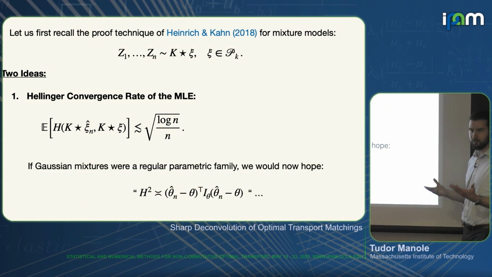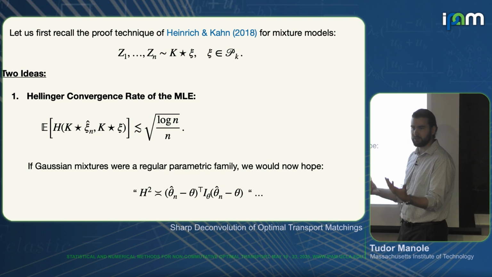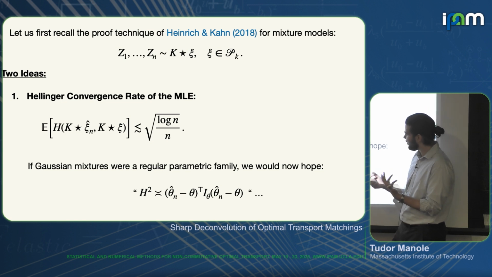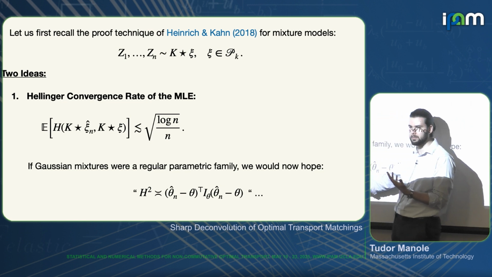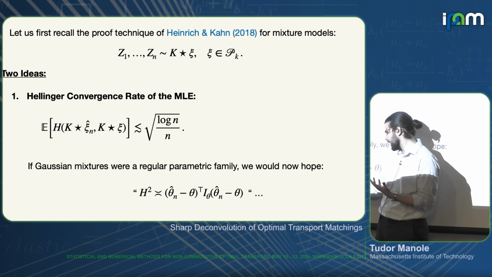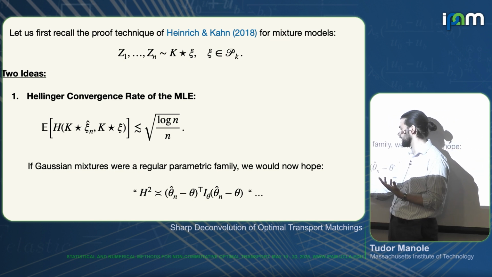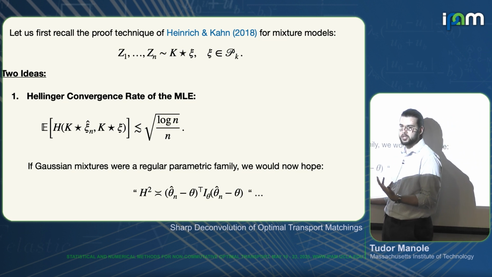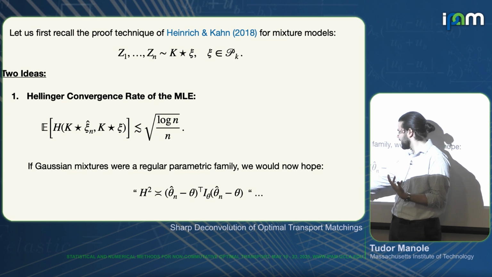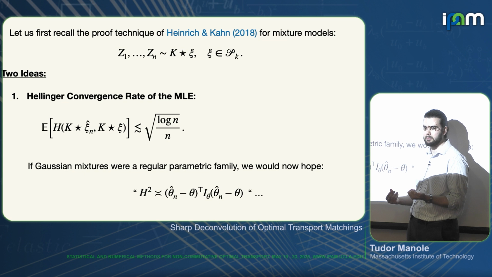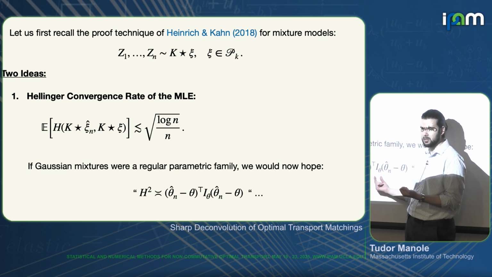And now what would the hope be? The hope would be that if Gaussian mixtures formed a nice, well-behaved parametric family, the Hellinger distance would somehow be locally quadratic in the following sense. I'm being informal in my notation here, I'm thinking of theta hat as the vector of atoms of mu. This is what would happen in a traditional parametric family: I would expect that the Hellinger squared distance would be on the order of a quadratic form of the underlying parameters, with here the Fisher information of the model.